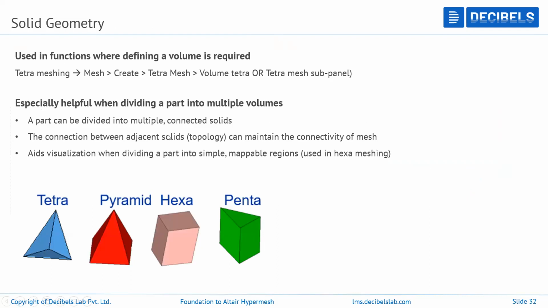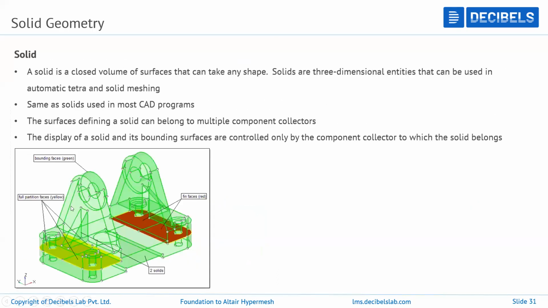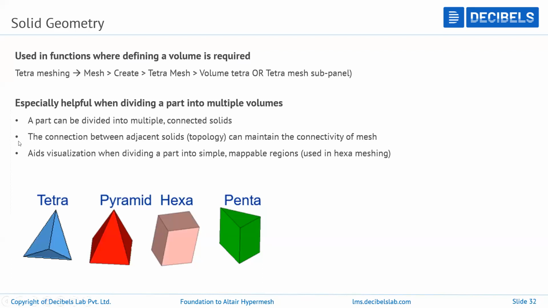Next, coming to the solid geometry, after this geometry, what are the elements available in HyperMesh? What are the elements which we can use in HyperMesh? See, we can use tetra elements, we can use pyramid elements, we can create hexa and penta elements. We'll see one by one how it looks in HyperMesh. First, I'm going with the tetra elements.